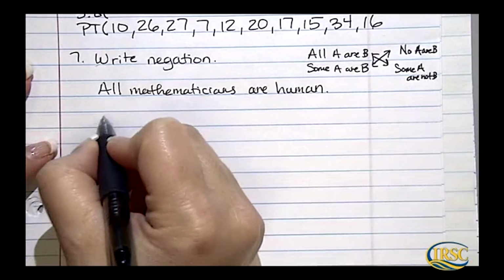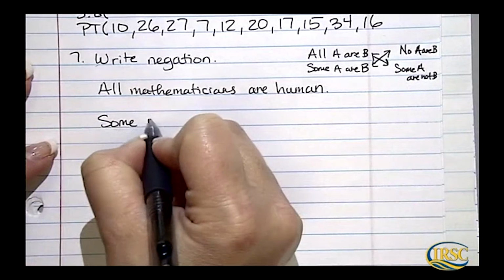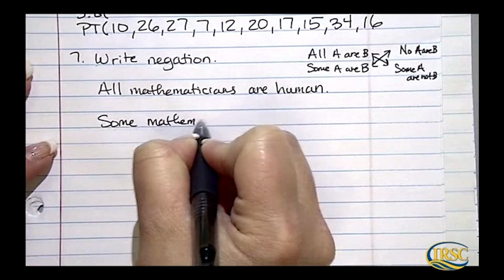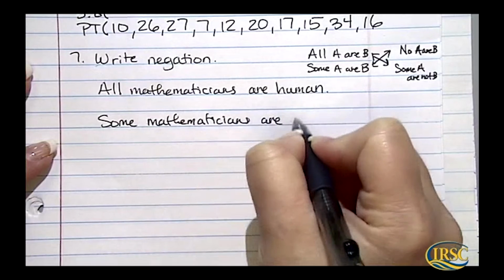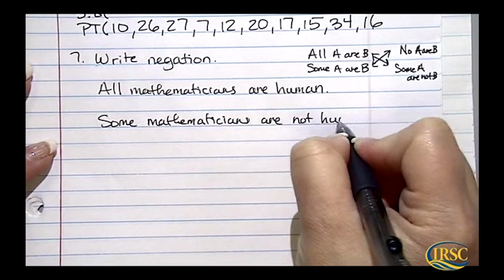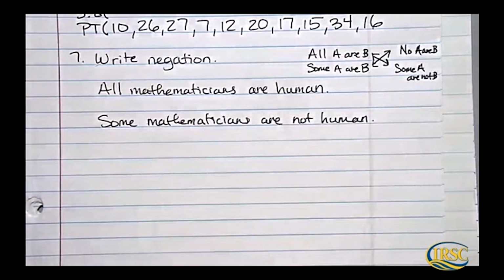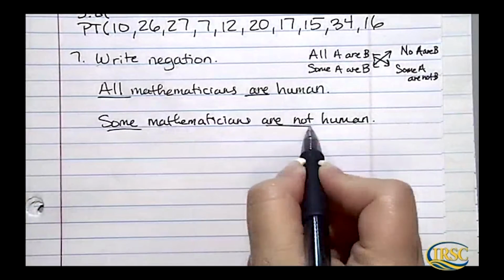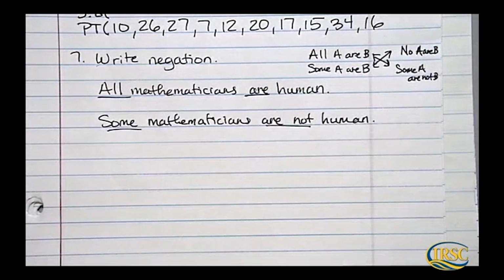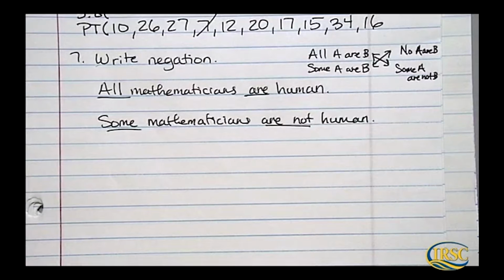And so we're going to change this to some mathematicians are not human. And so that's it. And if you had started with some are not, then you would have changed it back to all are, okay, because those are negations of each other. Okay, number 10.